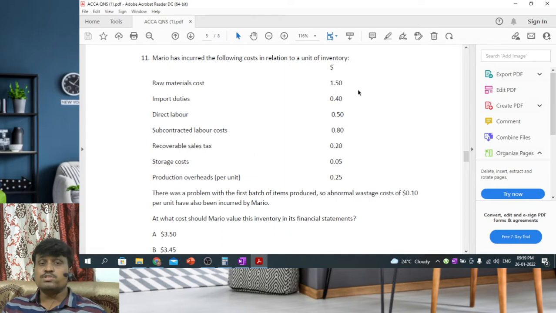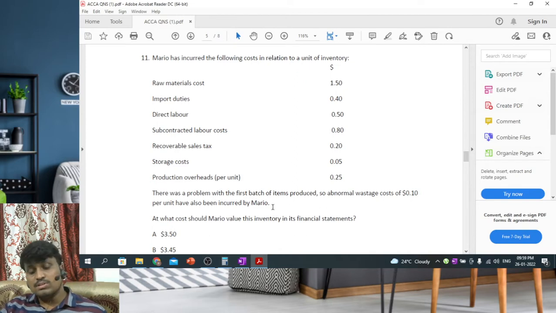So first, which items are included? Raw material cost is included, import duty is included, direct labor is included, subcontractor labor is included. Then recoverable sales tax is not included, because that amount is recoverable, we have to show it as an asset, not a cost. Then storage cost is specifically excluded. Clear? Already we discussed storage cost and abnormal cost. Abnormal wastage, administration overhead, selling and distribution are excluded. Production overhead is included.